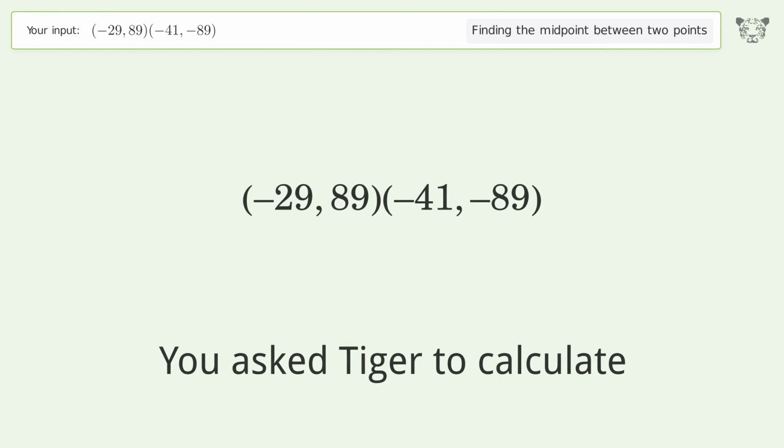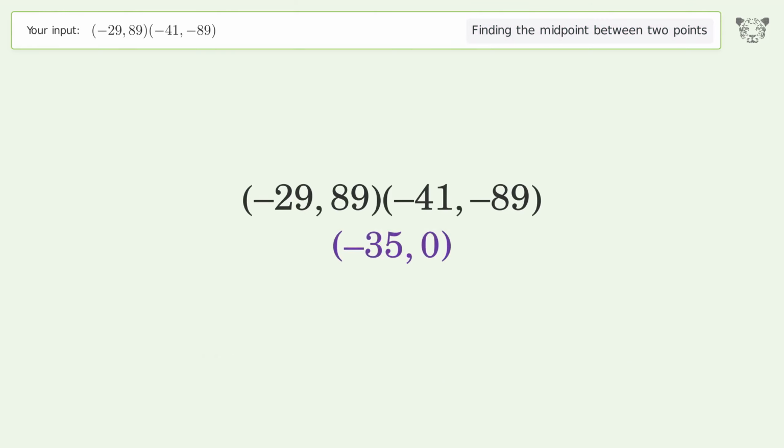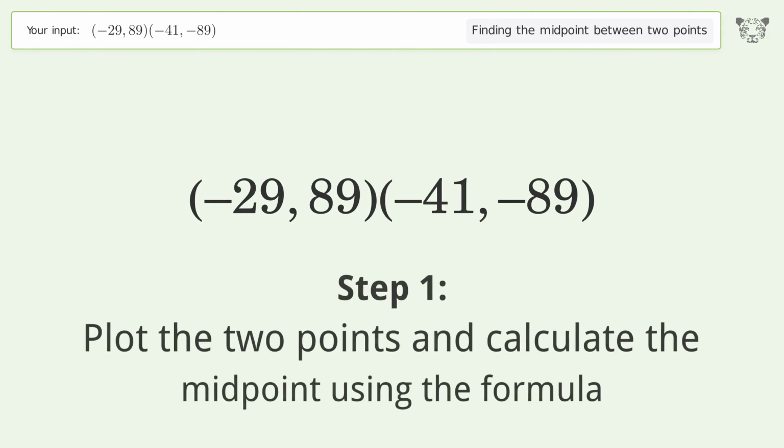You ask Tiger to calculate. This deals with finding the midpoint between 2 points. The midpoint between the 2 points is -35,0. Let's solve it step by step. Plot the 2 points and calculate the midpoint using the formula.